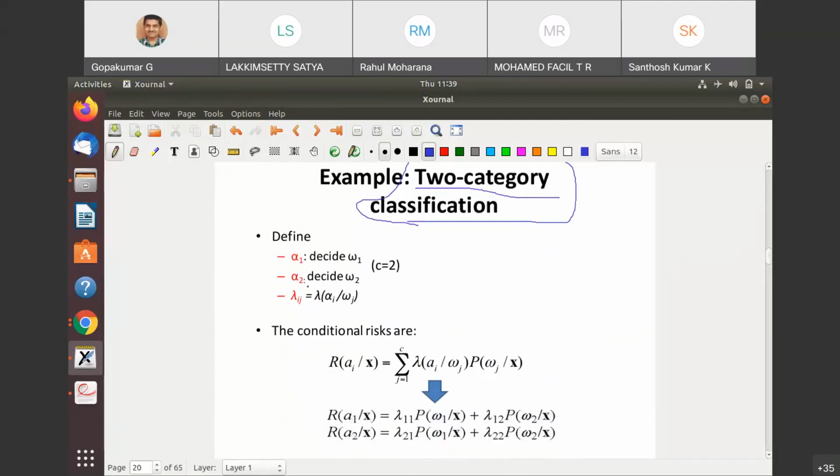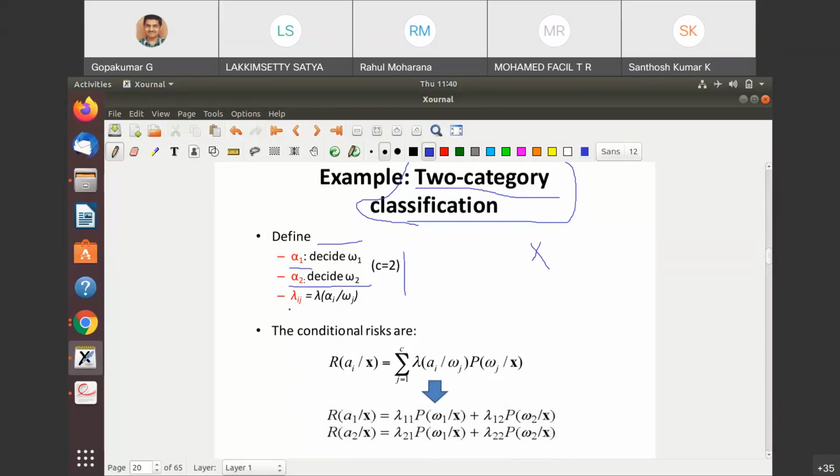Assume that whenever we have a two-category classification, we have two classes, and so there are two decisions, so we can say two actions. One action, let us say alpha 1, is to decide w1. That means you predict w1 when you are given x. Another one is deciding w2, which is alpha 2. So here we have c equal to 2.